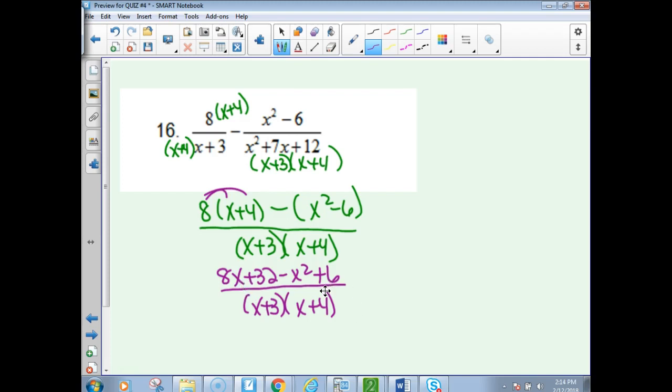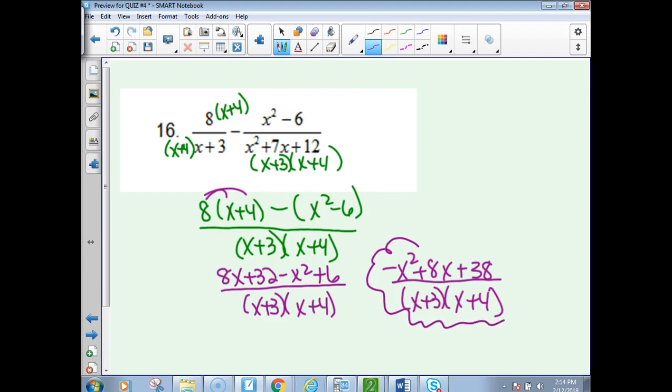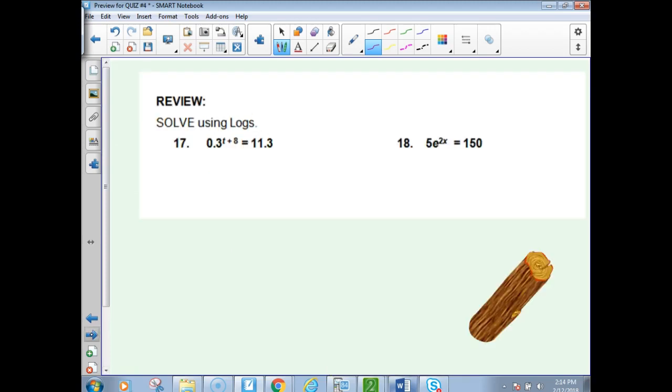Combine any terms. I'm going to rewrite this in descending order. Negative x squared plus 8x plus 38. Are we good? And then this does not factor. The numerator does not factor, so we're done. Okay? Boom.